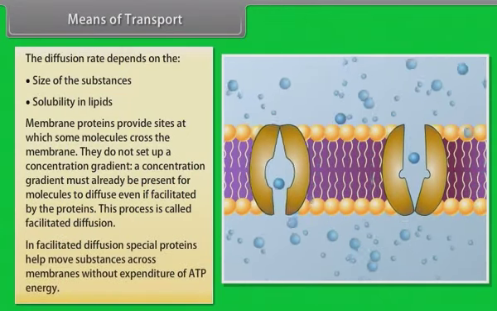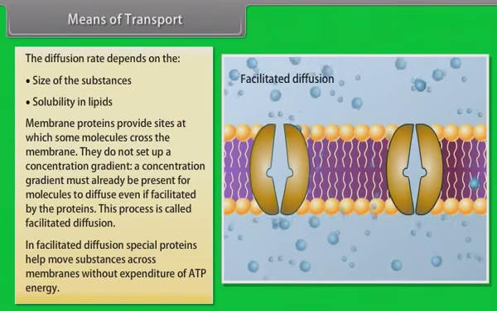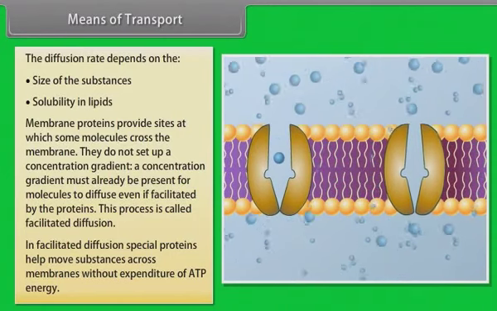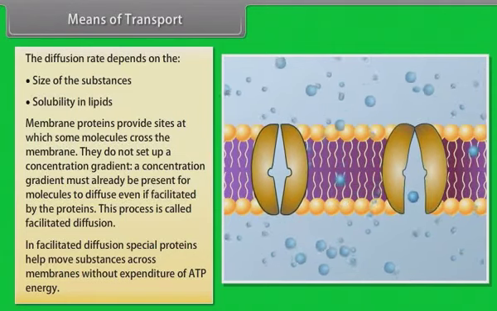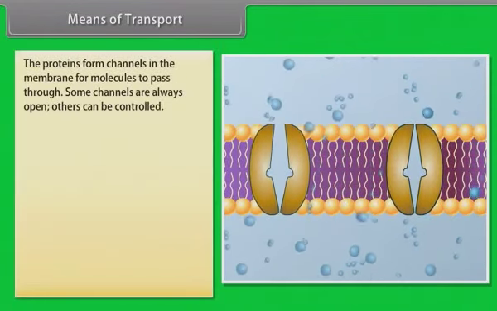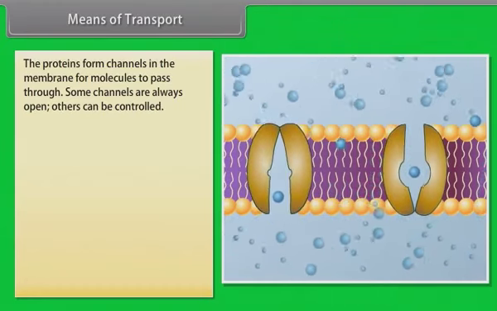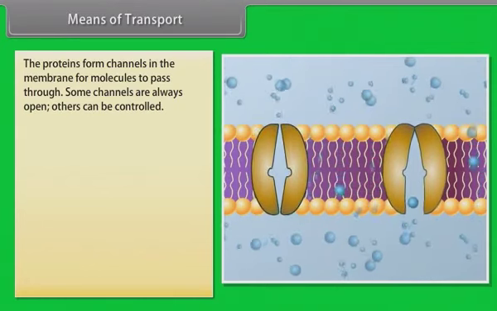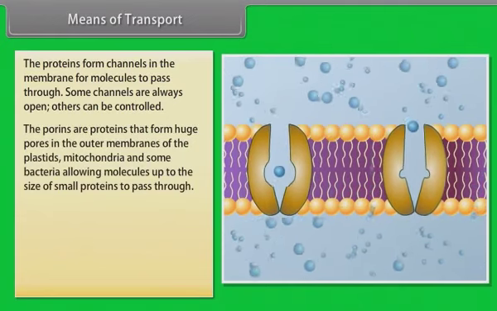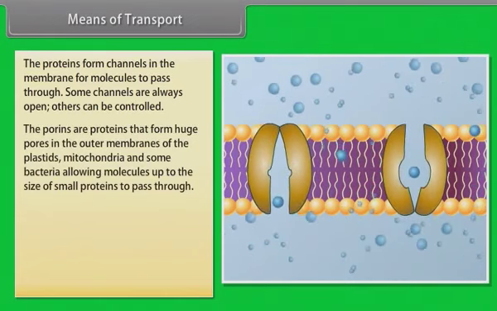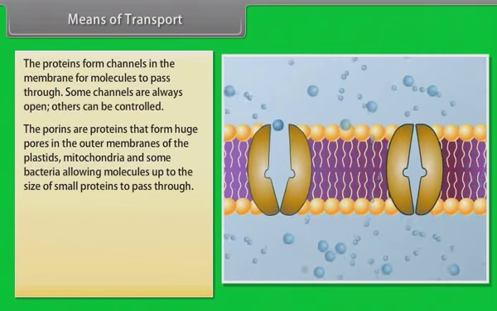In facilitated diffusion, special proteins help move substances across membranes without expenditure of ATP energy. Facilitated diffusion is very specific. It allows cells to select substances for uptake. The proteins form channels in the membrane for molecules to pass through. Some channels are always open, others can be controlled. Some are large, allowing a variety of molecules to cross. The porins are proteins that form huge pores in the outer membranes of the plastids, mitochondria, and some bacteria, allowing molecules up to the size of small proteins to pass through.